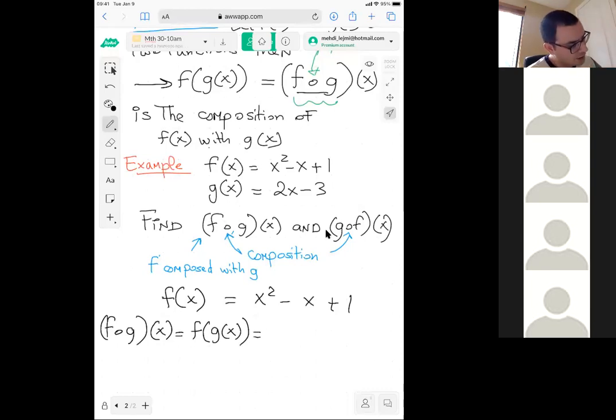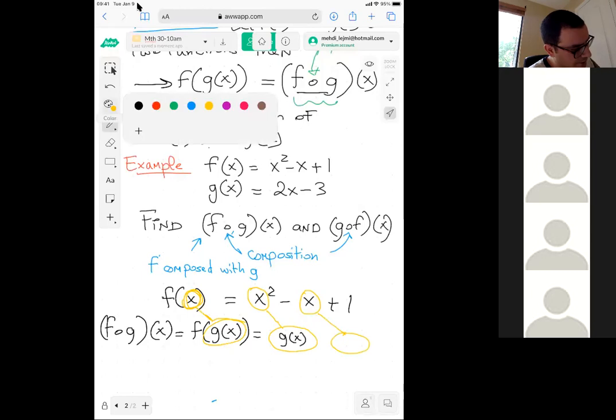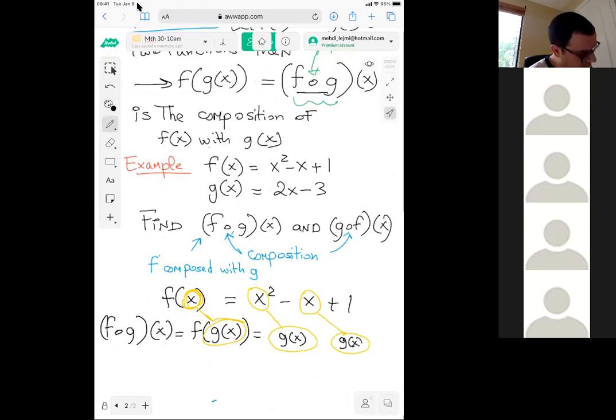So it means you replace x. You see this x here. You need to replace your x by g of x. So whenever you have x, there's an x here and another x here, you need to replace the x by g of x. So this x here is going to be g of x, and we do have another x right here, and that will also be g of x.